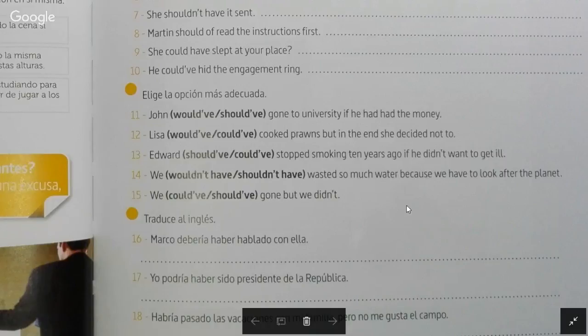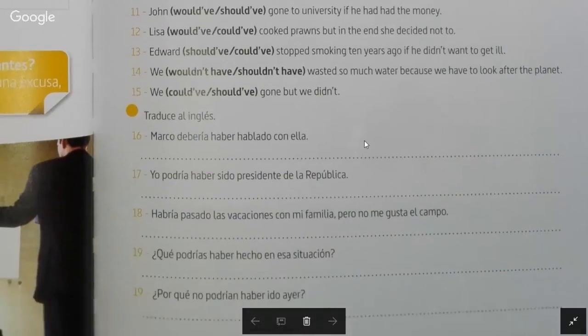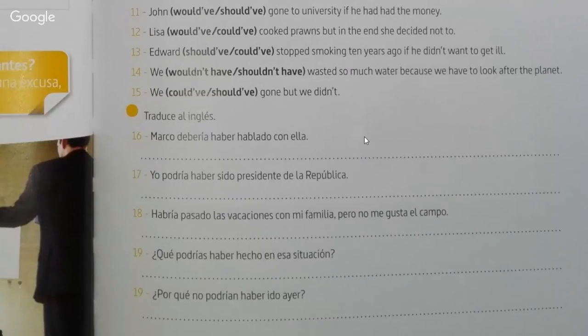Okay, now let's translate into Spanish. Who wants to participate? Marco, here? Okay, Christian. Thank you. Ronald, go ahead, please. In English. Marco should have talked with her. Marco should have spoken. Spoken with her. To her. Okay.